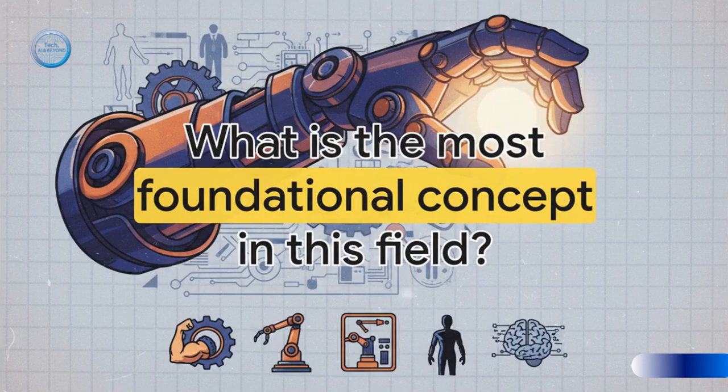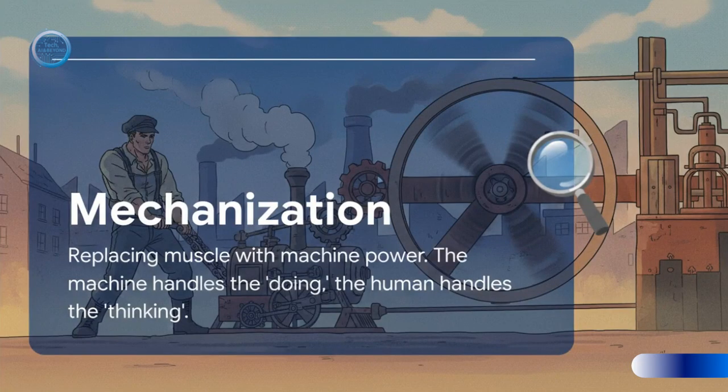Okay, let's get our footing on that bottom rung. Before we can even start talking about automation or robots, there's a concept that's even more fundamental, one that really changed the entire course of human history and productivity. It's the base layer, the foundation. What is that single core idea that started this whole thing? And the answer is mechanization.